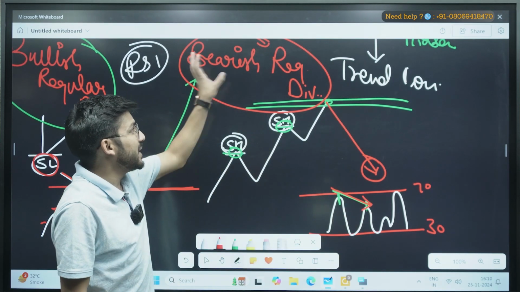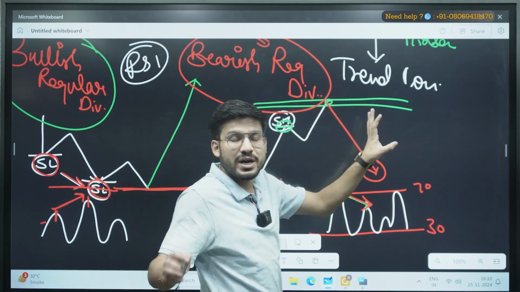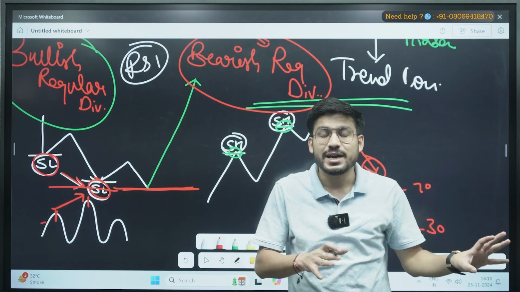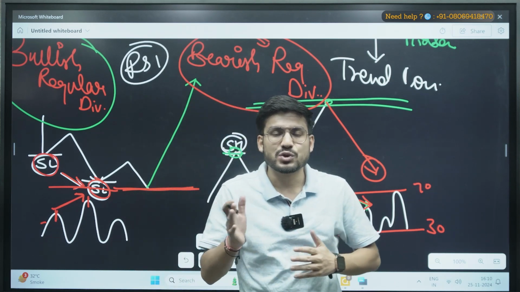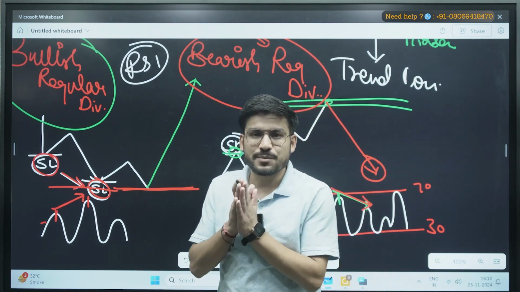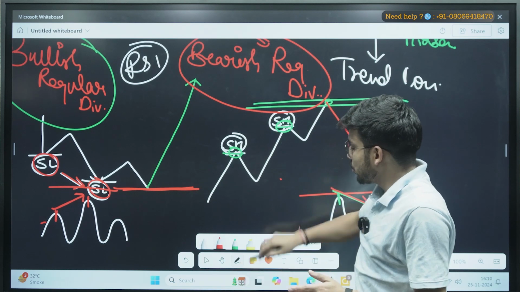So that is your bearish regular divergence. It will show you there will be a reversal of the trend whenever there is a strong rejection from the market, right? So you can trade in the opposite direction from there. I hope the concept is clear. Now we will directly go to the hidden one.